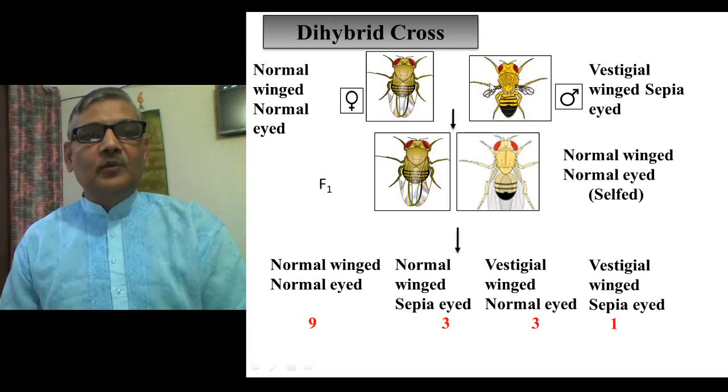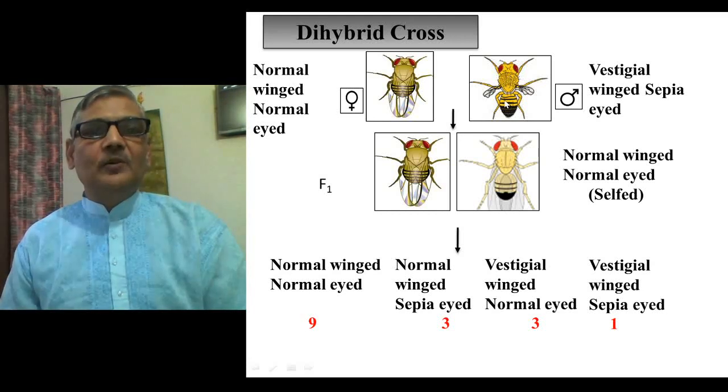And then there are mutant flies which have vestigial wing. This is a vestigial wing, and then sepia eye color. The eye color is also different. In our laboratory, we have such kind of flies which are actually double mutant.